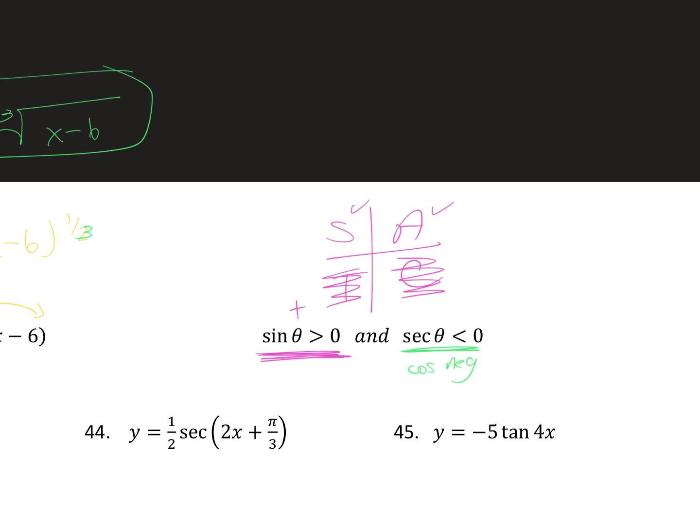Okay, so cosine and secant are negative. So it can't be where? It can't be in A. That's what I was trying to say, my brain, but I said it the wrong way. So where is this angle, guys? In quadrant 2. Thank you.